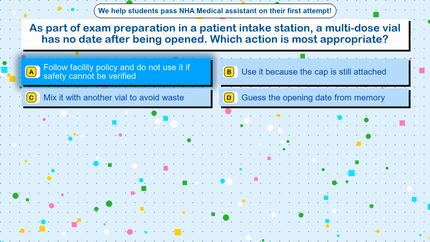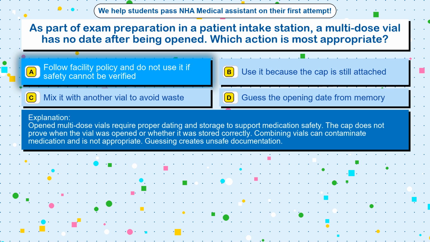Follow facility policy and do not use it if safety cannot be verified. Opened multi-dose vials require proper dating and storage to support medication safety. The cap does not prove when the vial was opened or whether it was stored correctly. Combining vials can contaminate medication and is not appropriate. Guessing creates unsafe documentation.